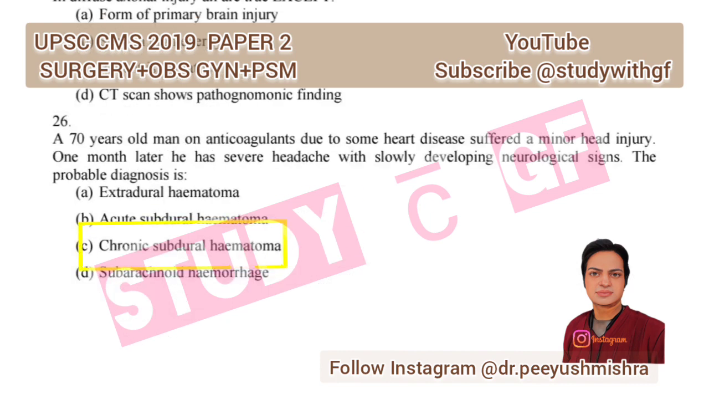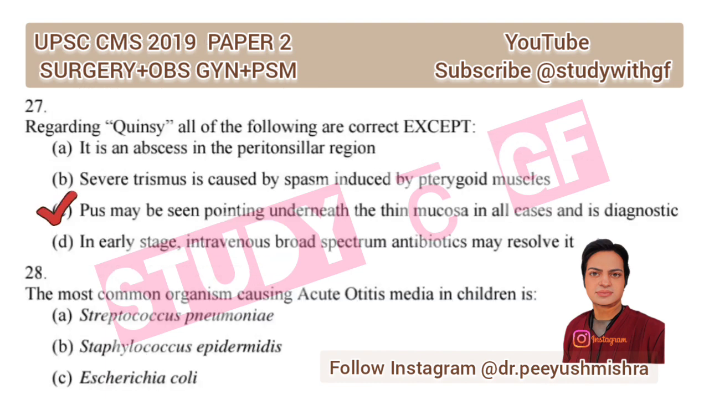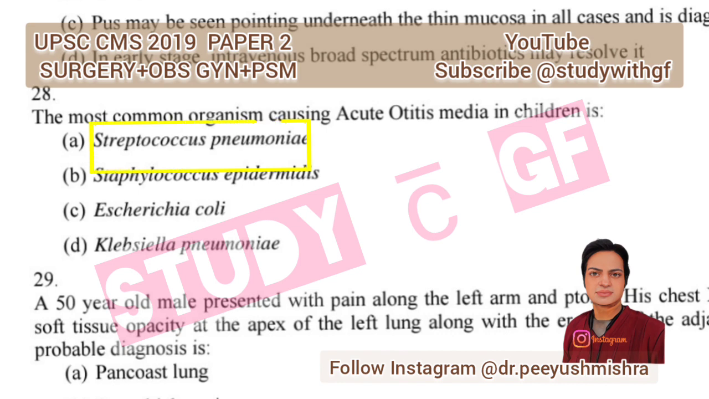A 70-year-old man on anticoagulants due to some heart disease suffered a minor head injury. 1 month later, he had severe headache with slow developing neurological signs. The probable diagnosis is chronic subdural hematoma. Regarding quinsy, all of the following are correct except pus may be seen pointing underneath the thin mucosa in all cases and is diagnostic. The most common organism causing acute otitis media in children is Streptococcus pneumoniae.